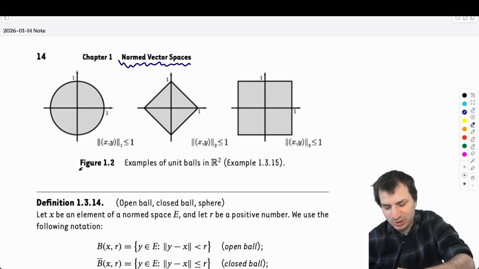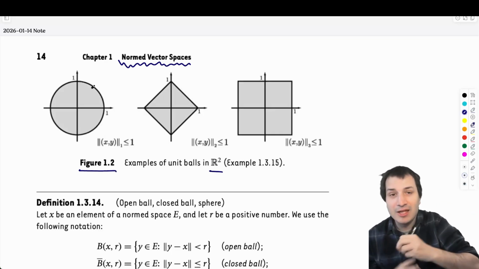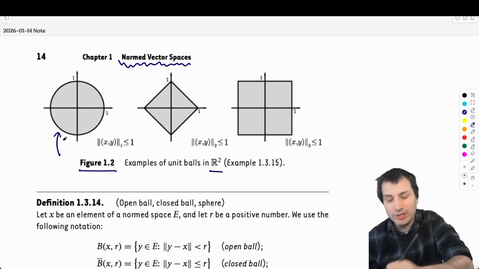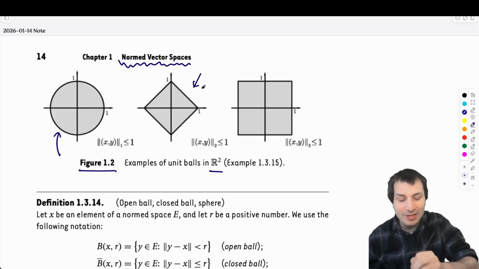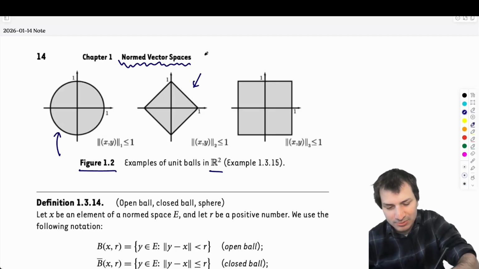And the textbook has a nice picture for us here in R2. R2 is the ordinary plane, and they have different balls depending on which norm you're working in. So here is what you would normally think of as the unit ball in the plane. It's a circle. Here is a diamond, and that is actually also a unit ball, but in a different norm. And this one in particular is the 1 norm.